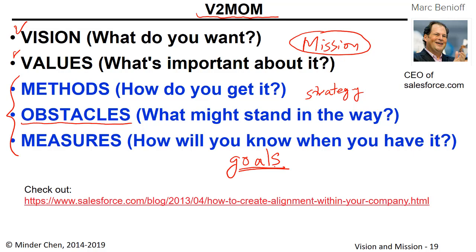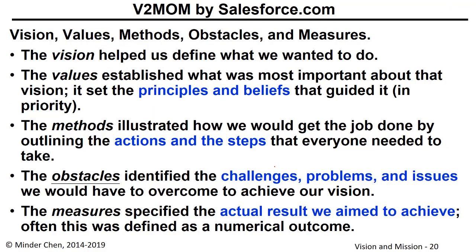and sometimes they may even use different terminology to describe similar concepts, and that's totally fine. When you work for an organization, you need to find out what set of terminology they have, based on their own methodology, to describe what we try to cover here. Okay, this is once again the more detailed definition of vision, values, methods, obstacles, and measures.